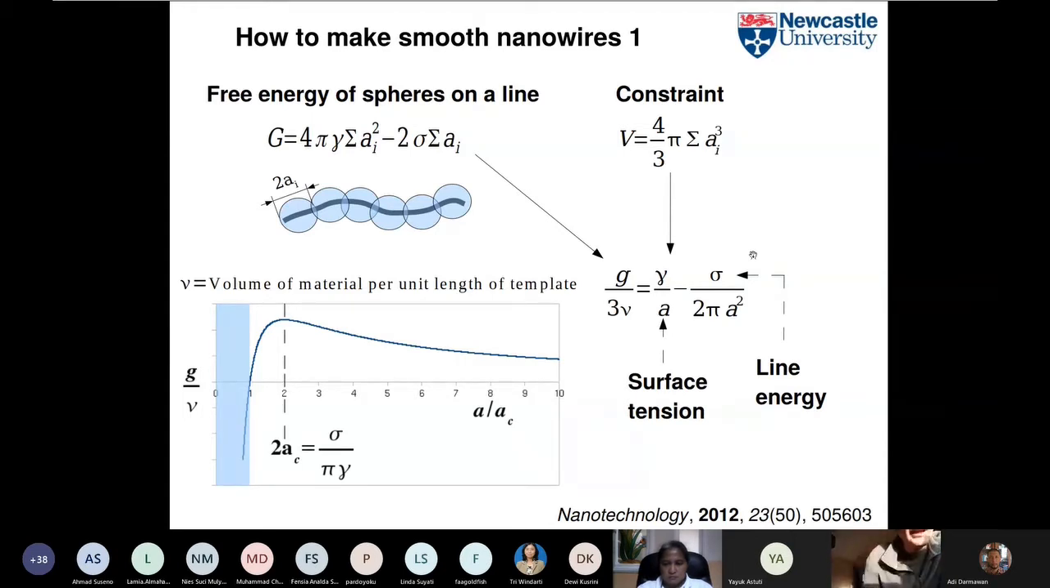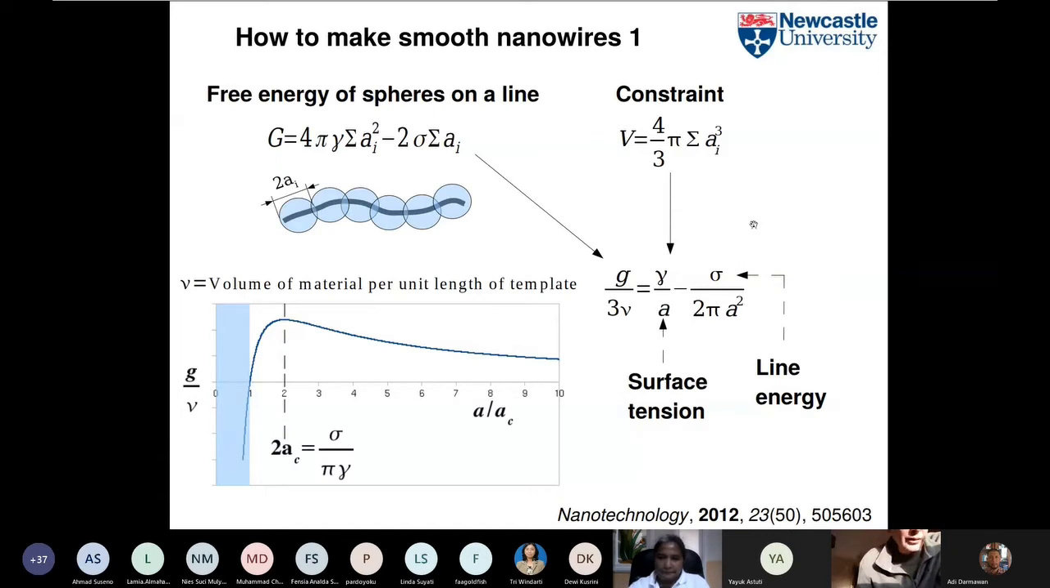So we have a very long template, and therefore it makes sense to talk about the free energy per unit length. If we divide capital G by the length, we get little g. And then the other parameter that we control in our reaction is the amount of metal or polymer that we add to the solution. So if we know the volume of material that we're making, that is the total volume of copper or cadmium sulfide or polymer, and the total amount of DNA, we can talk about the volume of material per unit length of template.